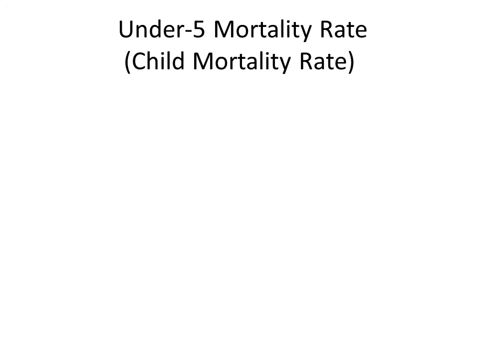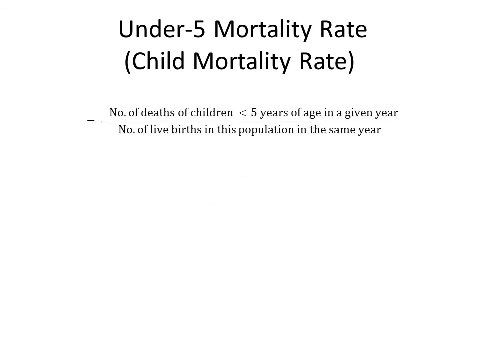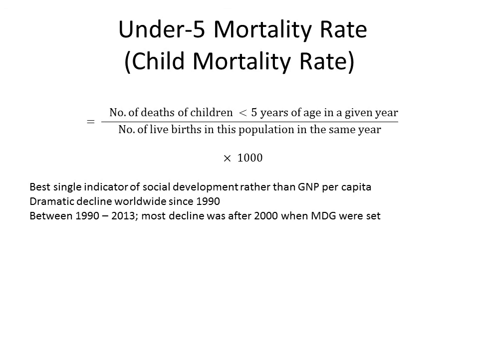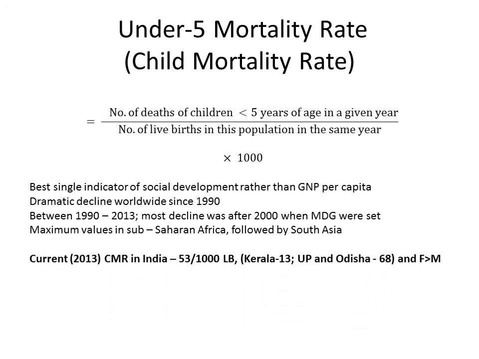Under 5 mortality rate, also known as child mortality rate, is defined as number of deaths under 5 years of age in a given year divided by total number of live births in the same year into 1000. It is a better indicator of social development than even the per capita gross national product. It has seen dramatic decline worldwide since 1990s, and the decline was greatest in 2000 when Millennium Development Goals were set. The maximum values of under 5 mortality are seen in sub-Saharan Africa, followed by South Asian countries. Following are the figures for India in comparison to world.